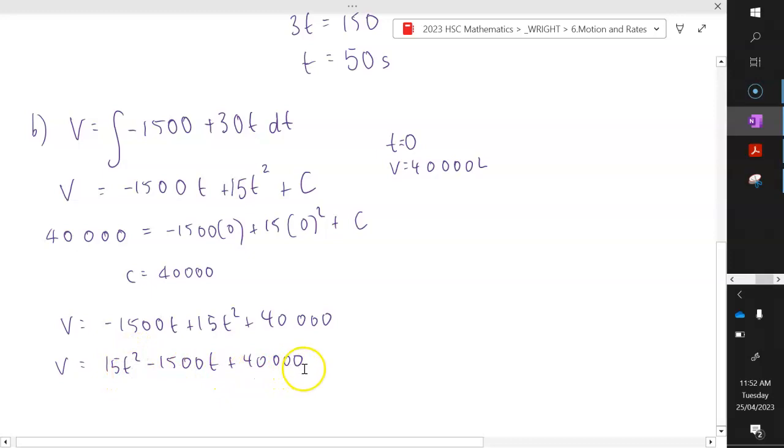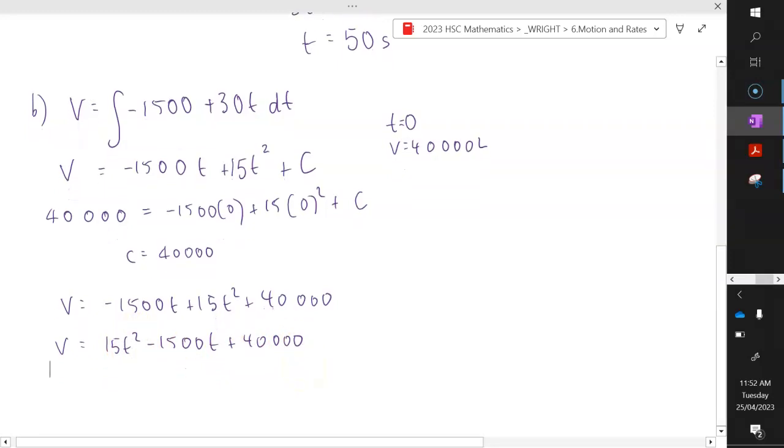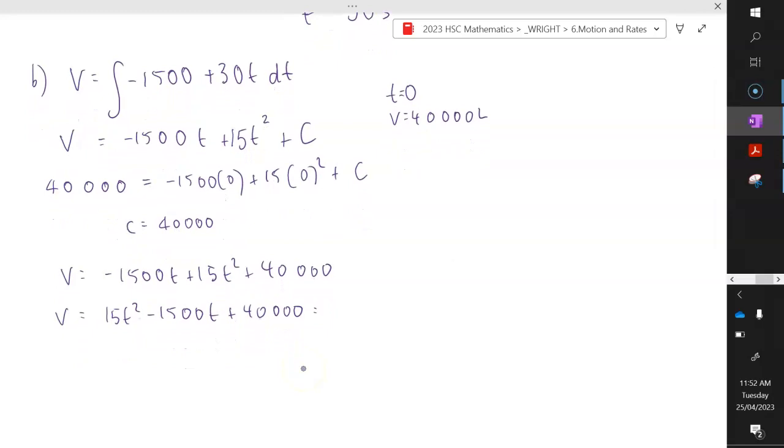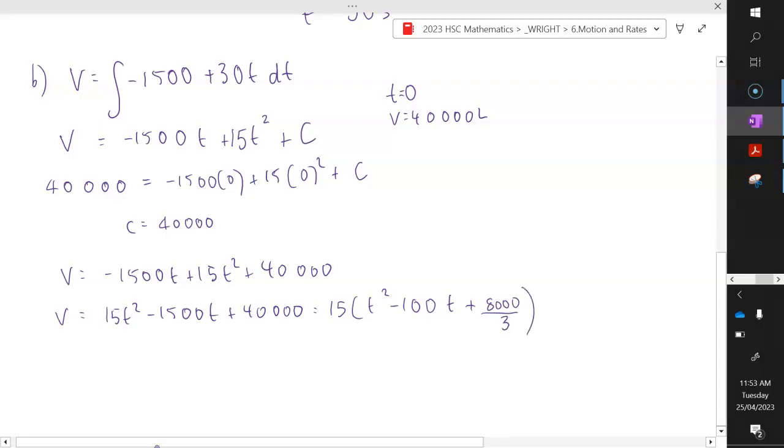Okay, and it's asking us to draw that. So what I might do, because I don't like non-monic equations, I'm going to factorize out that 15. And what am I going to end up with in there? I'm going to end up with, oh, that's a minus 100t plus 40,000 doesn't divide nicely into 15, but it does give me a little fraction that's a little bit neater. I end up with a very messy irrational number, so I'm going to leave it like that for now.